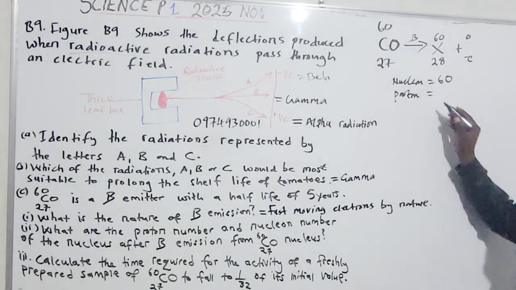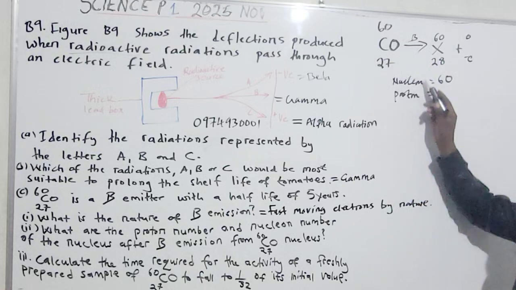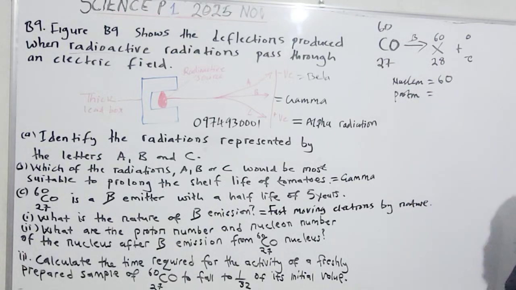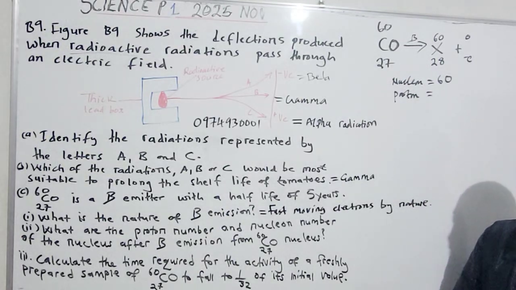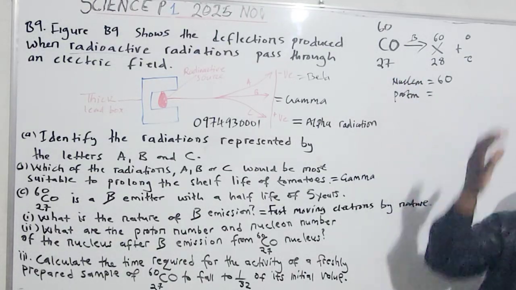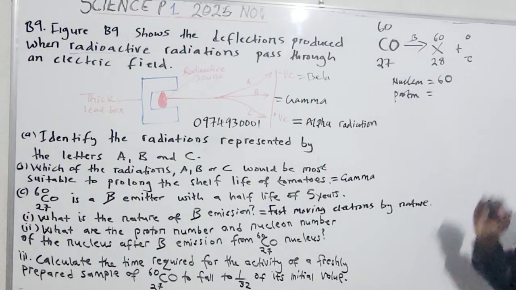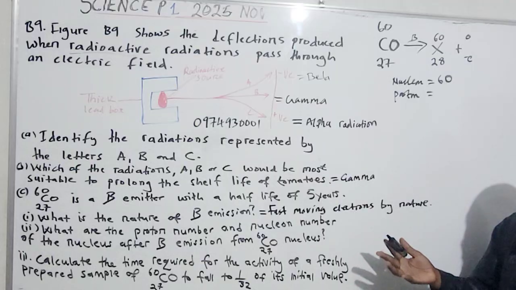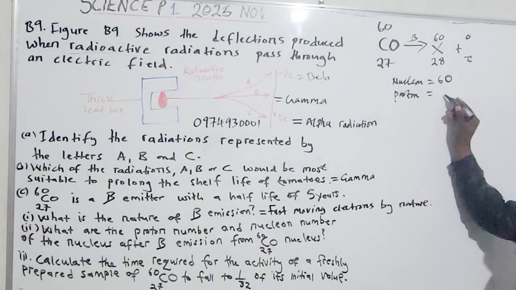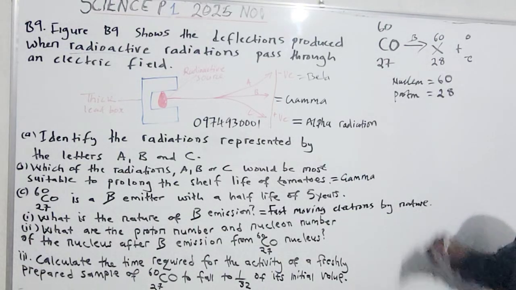All right. So we have said the nucleon number is this one. In case we didn't know, the nucleon number is just the sum of the neutron number and the proton number in the nucleus of an atom. That's what makes it the nucleon number, which is also known as the mass number. So this is our nucleon number, 60. It has not changed. Then the proton number has increased by 1, so this is our total number, which is 28. Let's proceed.